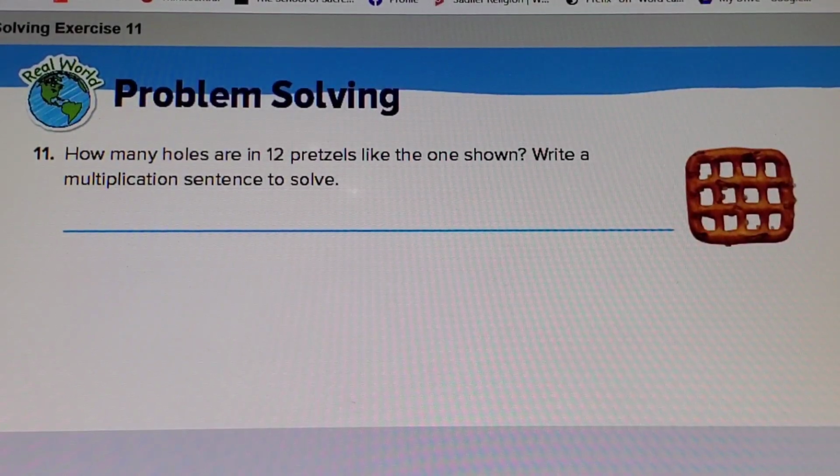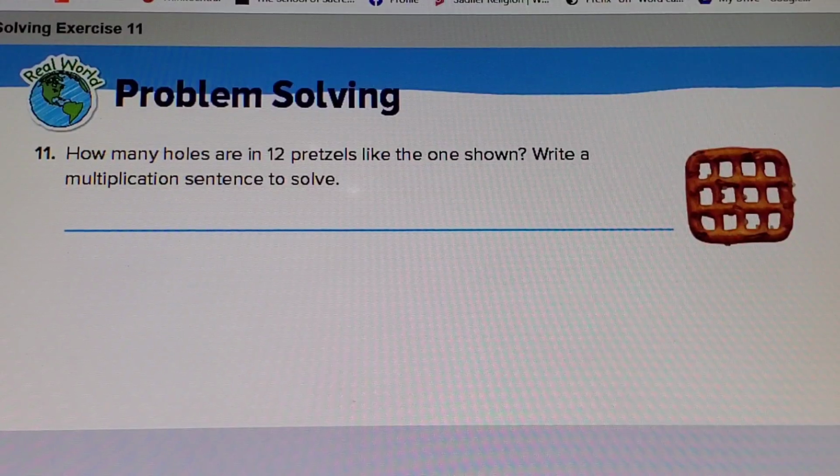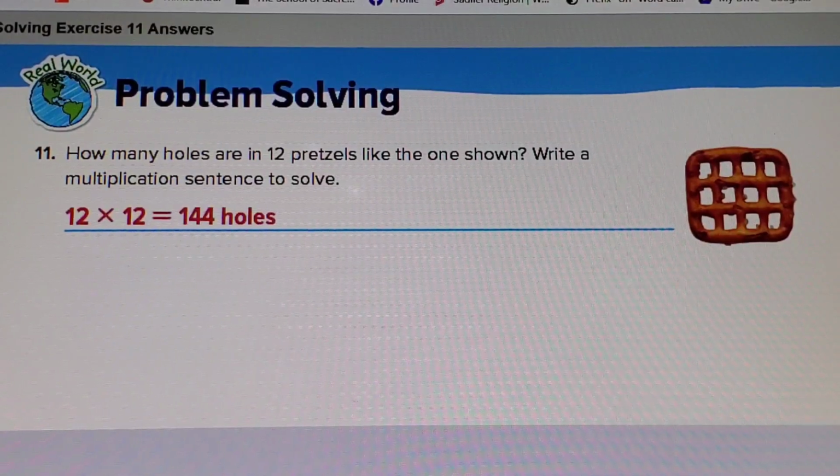Problem solving number 11. How many holes are in 12 pretzels like the one shown? Write a multiplication sentence to solve. Well, first we have to count the number of holes here, and there are 12 holes. So 12 times 12 equals unknown. Now, I know some of you remember this. We talked about this at school. This is one you just have to memorize, and it's sort of a fun one. So 12 times 12 equals 144 holes.